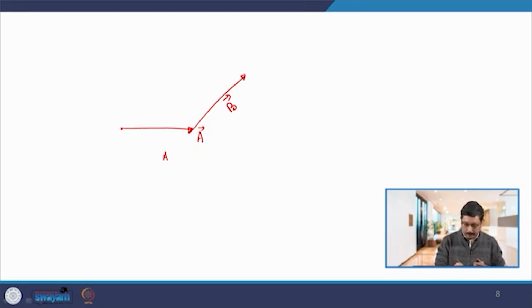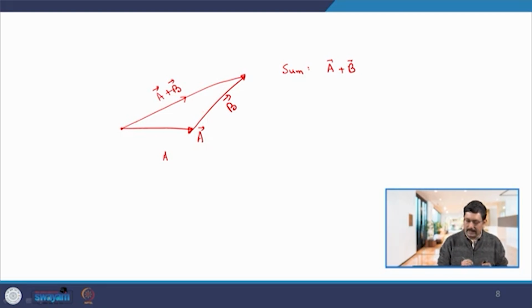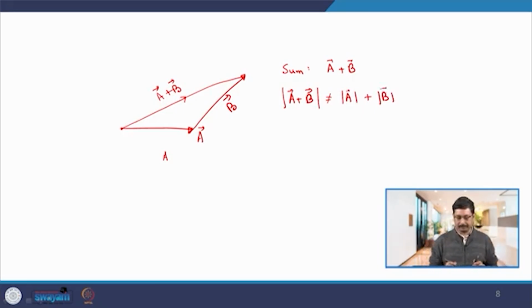Then some of you may already be aware that if you draw a vector from the tail of A to the head of B, this new vector represents the sum of A and B. Note that the magnitude of A plus B, this symbol, the vertical pipe, represents the magnitude, is not in general the magnitude of A plus the magnitude of B. So, this is the vector law of addition.